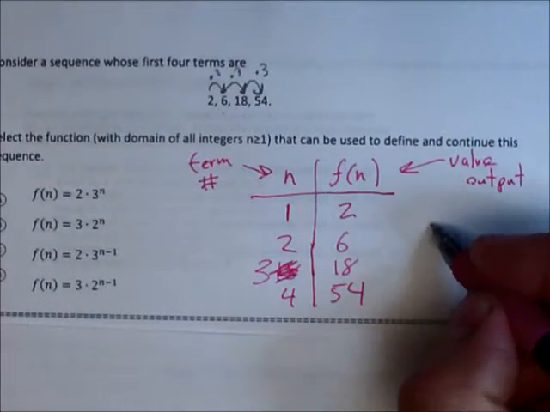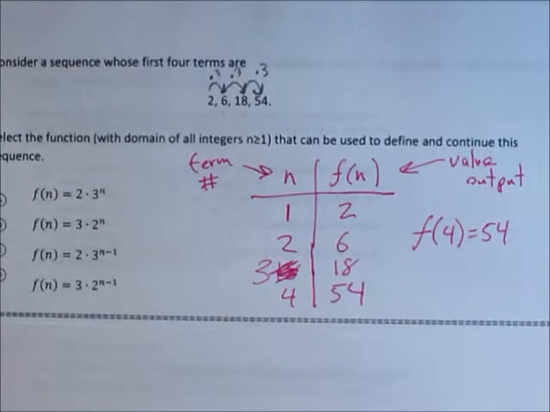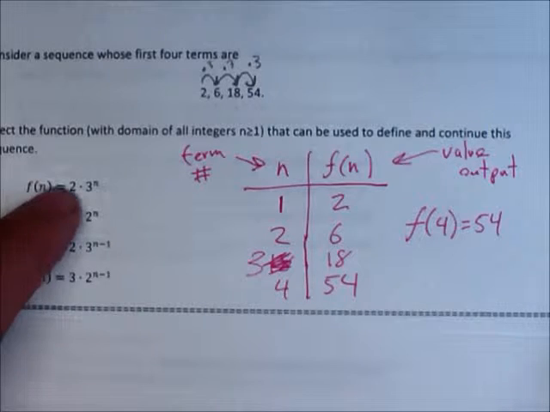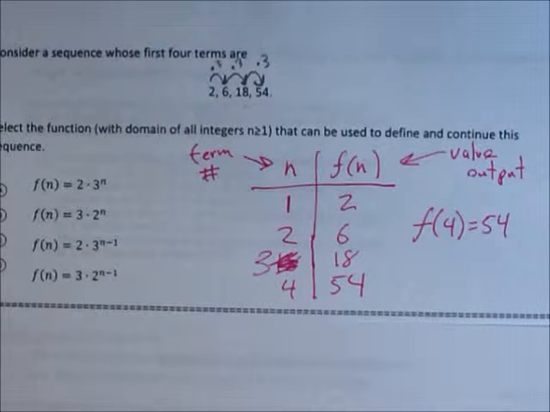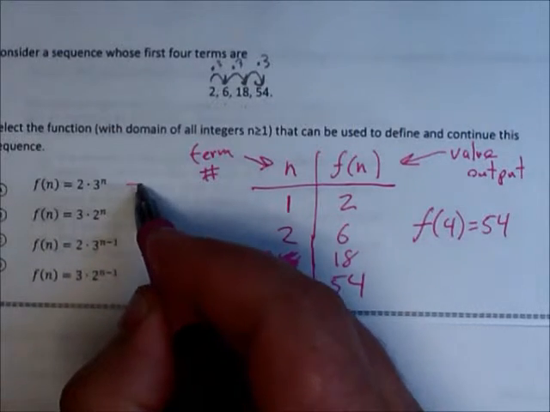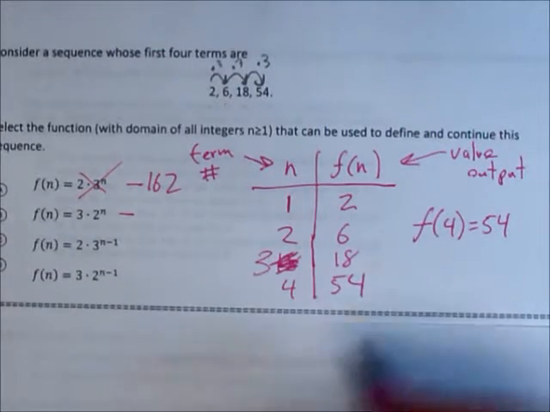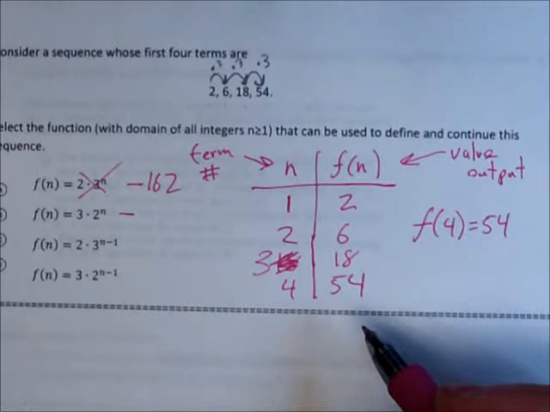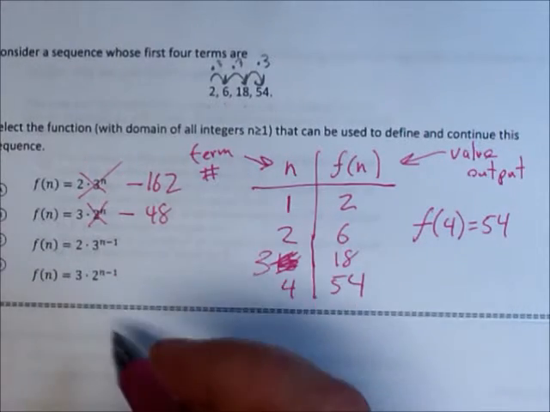So we know that f of 4 is equal to 54. And now we can use this to test each of these and see what we get when n is 4. 2 times 3 to the 4th power, this one you get 162, so it can't be right. This one you get 48, close but not right.